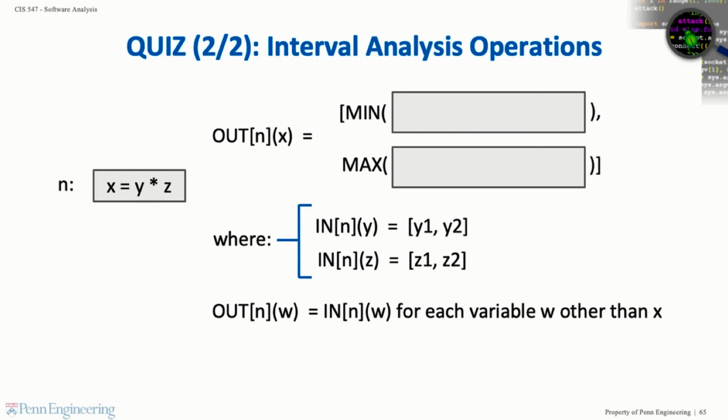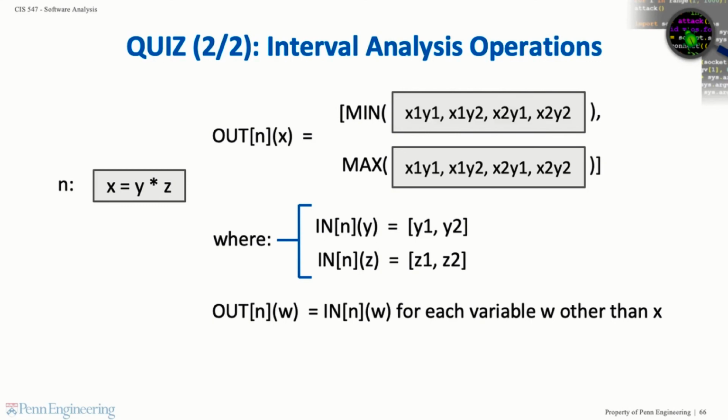You are given the lower and upper bounds of variables y and z at the entry of node n, that is y1 and y2 respectively for variable y, and z1 and z2 respectively for variable z. As a hint, the lower bound of x will be the minimum of certain expressions over y1, y2, z1 and z2. Similarly, the upper bound of x will be the maximum of certain expressions over y1, y2, z1 and z2.